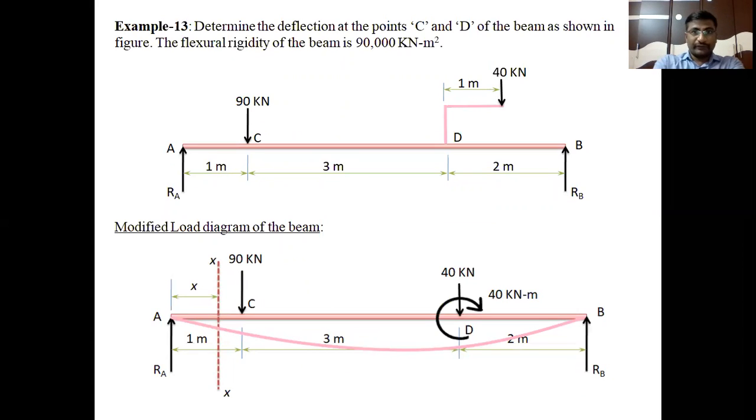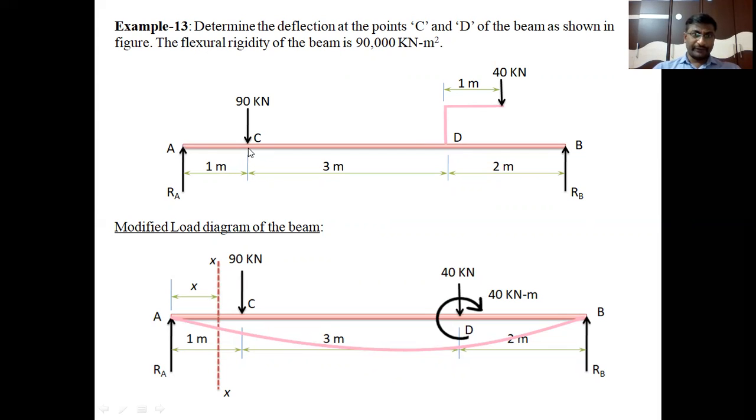this is the problem which we are going to discuss. It is also a simply supported beam with 40 kilonewtons acting on an angle, which is located at point D, that is an L section. So determine the deflection at point C and D.